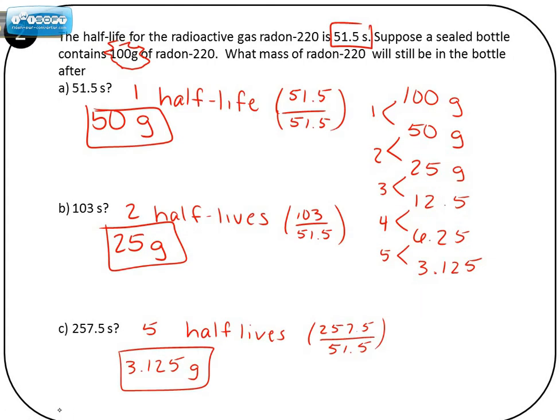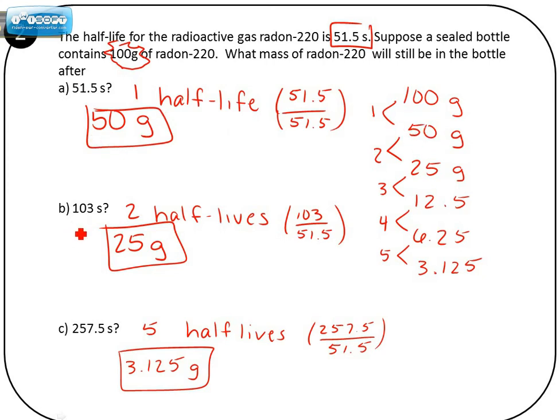Okay. Number 2, half-life of the radioactive gas Radon 220 is 51.5 seconds. Suppose a sealed bottle contains 100 grams of Radon 220. What mass of Radon 220 will still be in the bottle after various times? So again, start with your maximum amount of grams. That was the 100. And cut it in half, and cut it in half, and cut it in half, and cut it in half. And so we see after 51.5 seconds, that's 1 half-life. We would have 50 grams left.